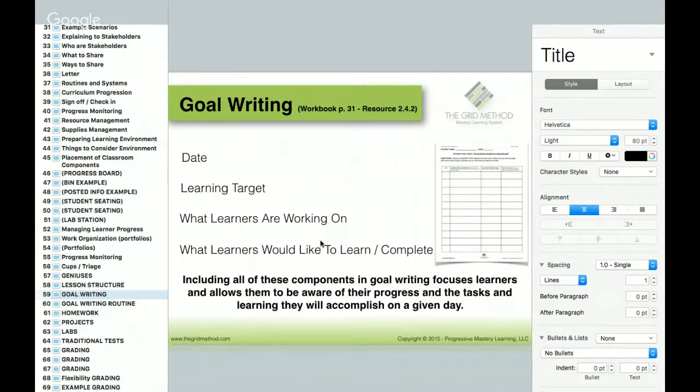But I essentially have this sheet, as you can see on the right side of the slide here, and that sheet includes several things. It has the date, it has the learning target, it has what learners are working on, and it has what they would like to learn or complete. Because all of these components are really important to focusing students, it allows them to be aware of their progress and their tasks and the learning that they will accomplish.